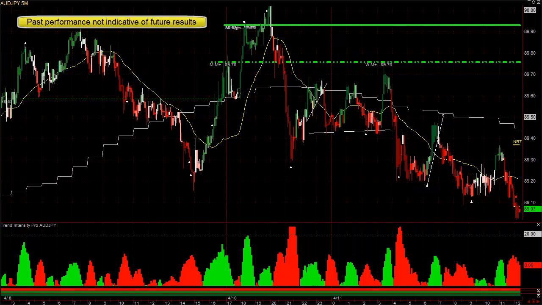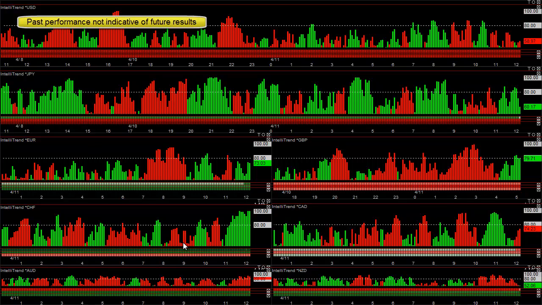And if you see not a whole lot of intensity using our intensity tools, you probably want to get out of the trade with a 5 to 25 pip maximum profit, because that's the most you typically get on dead days.